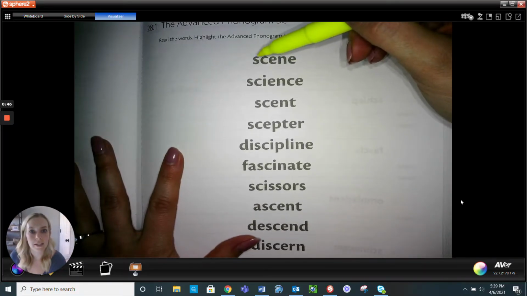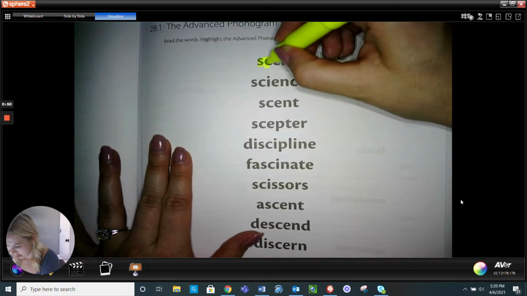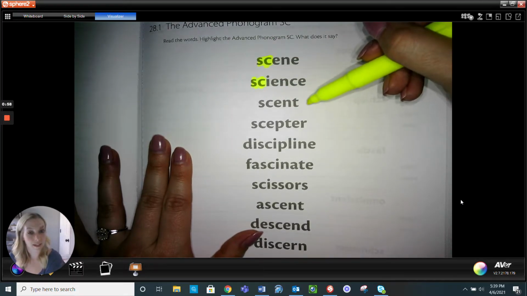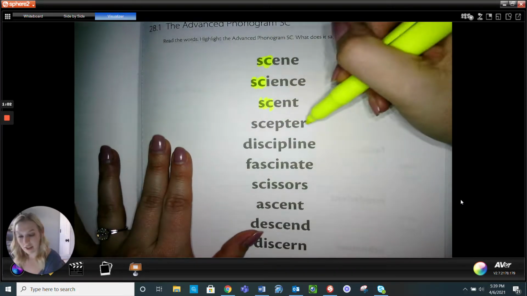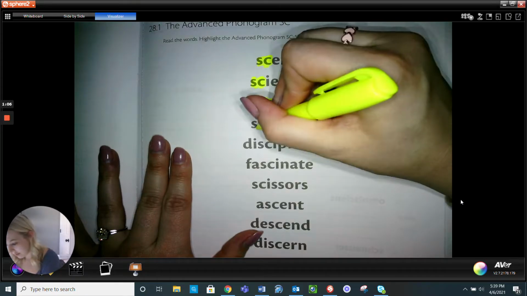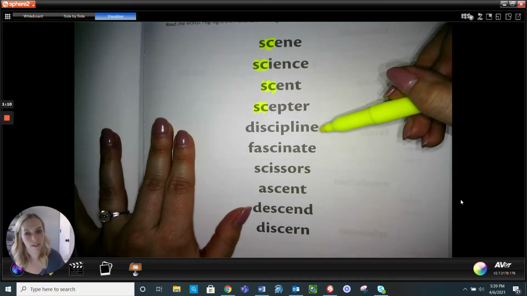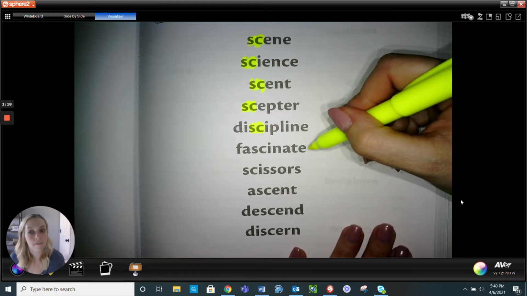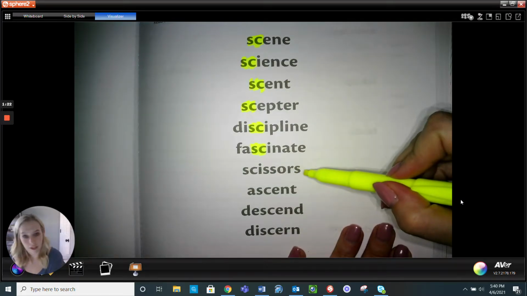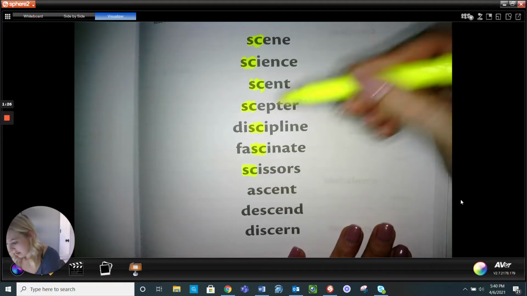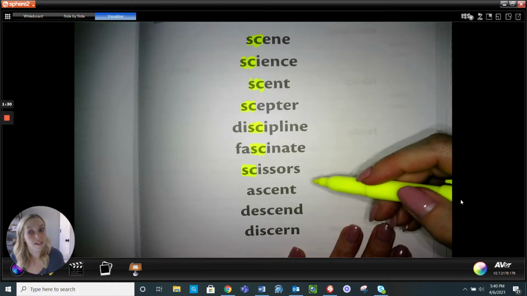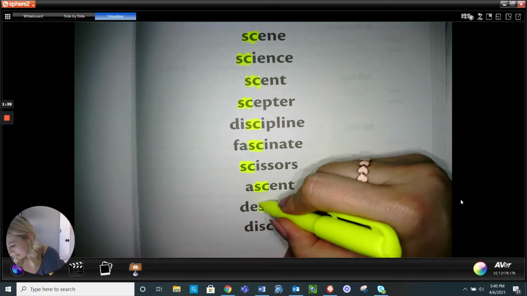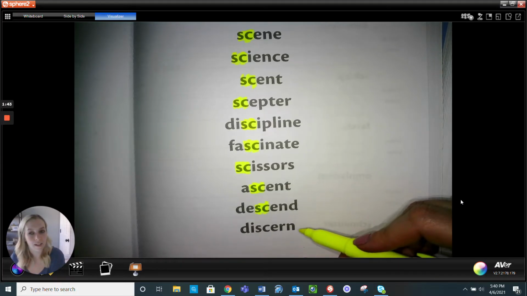First one is seen. Next is science, very good. Next is scent. And then this one is scepter. And here we have discipline. And here, fascinate. Here, scissors. Here, ascent. And here, descend. And here is discern.